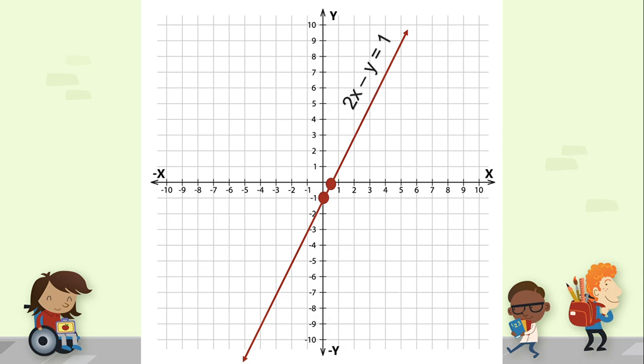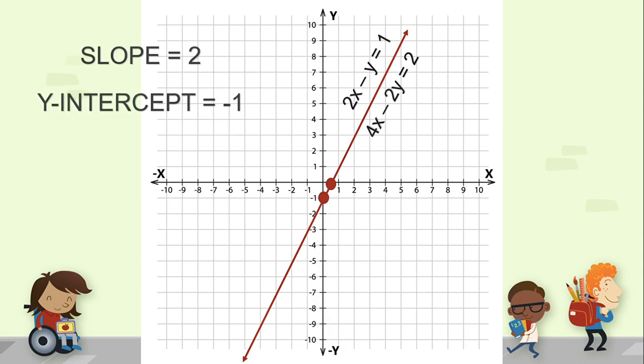Next, we have the graphs of 2x minus y is equal to 1 and 4x minus 2y is equal to 2. The lines drawn in the coordinate plane coincide. The solution set of the system consists of the infinite set of points on the line formed by the graphs of both equations. Take note that the lines have the same slope, 2, and the same y-intercept, which is negative 1.